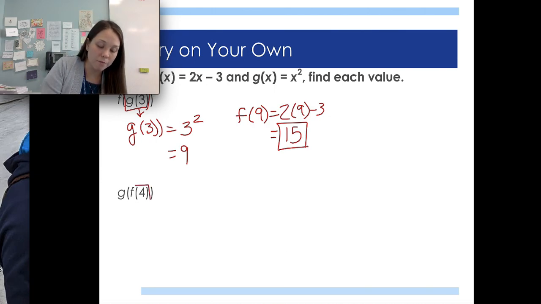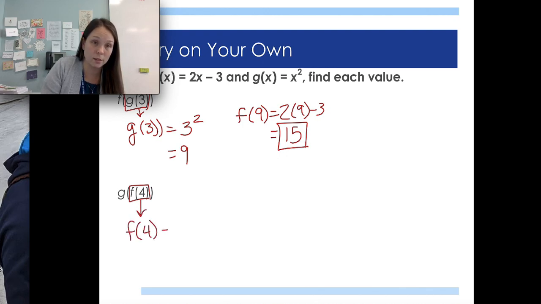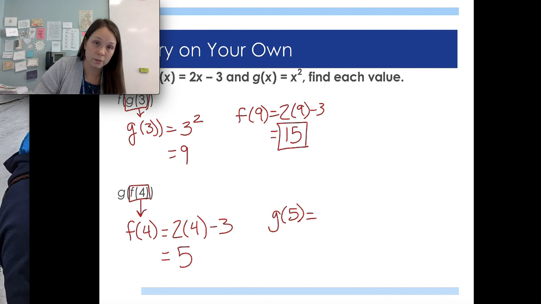The next one, g of f of 4. So I first need to evaluate what f of 4 is. So 2 times 4 minus 3, which is 5. Then I'm going to take 5 and plug that into function g. And I get a final answer of 25.